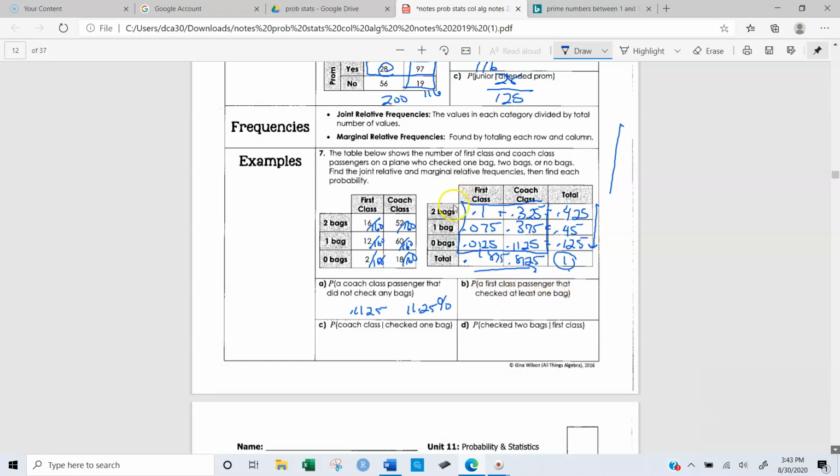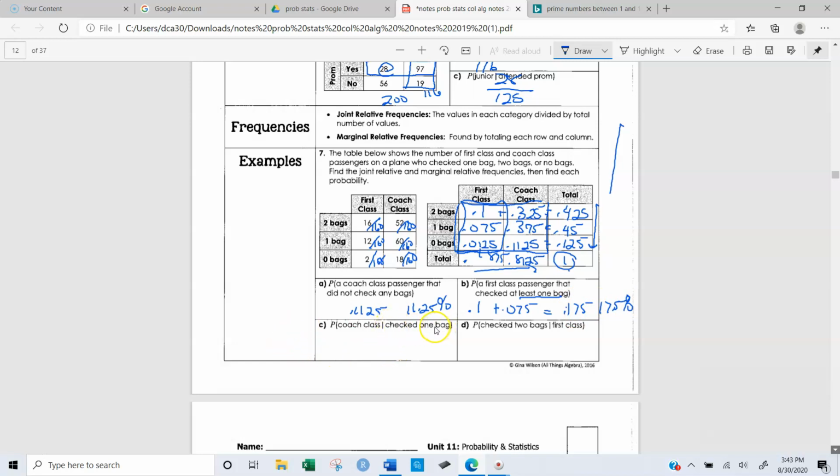So the next one, we go a first class passenger, given that they checked at least 1 bag. So first class, so we're at this. All right, the problem here was it said at least 1. So at least means 1 or 2. So I have to add those up. I have to take the 0.1 plus the 0.075, add that up, and we get 0.175, which is 17.5%. Pause and do yours.